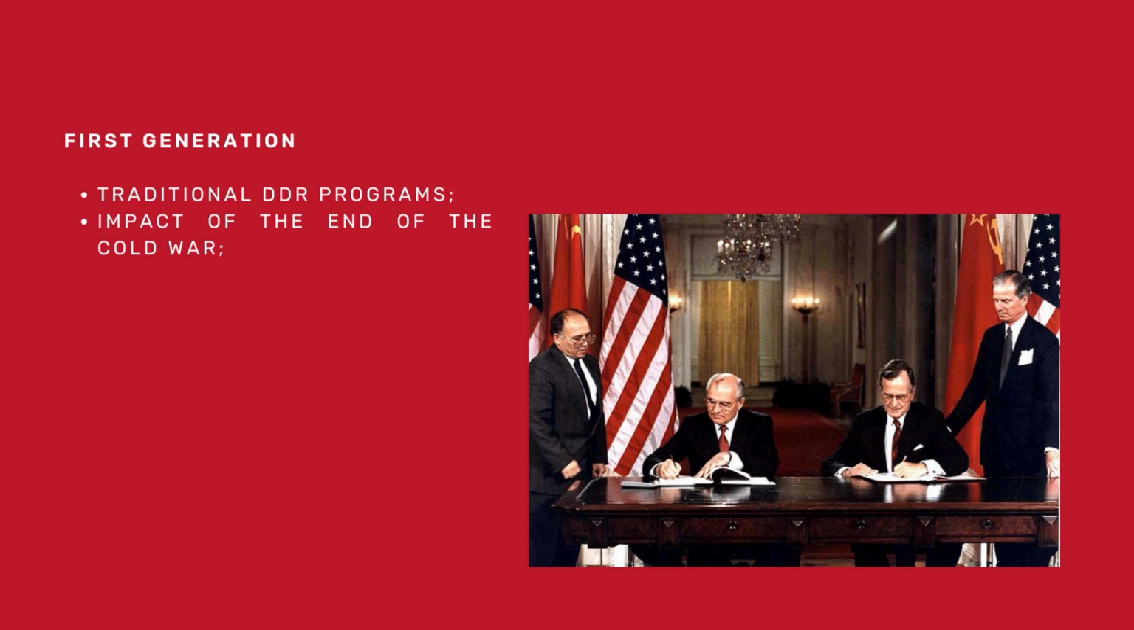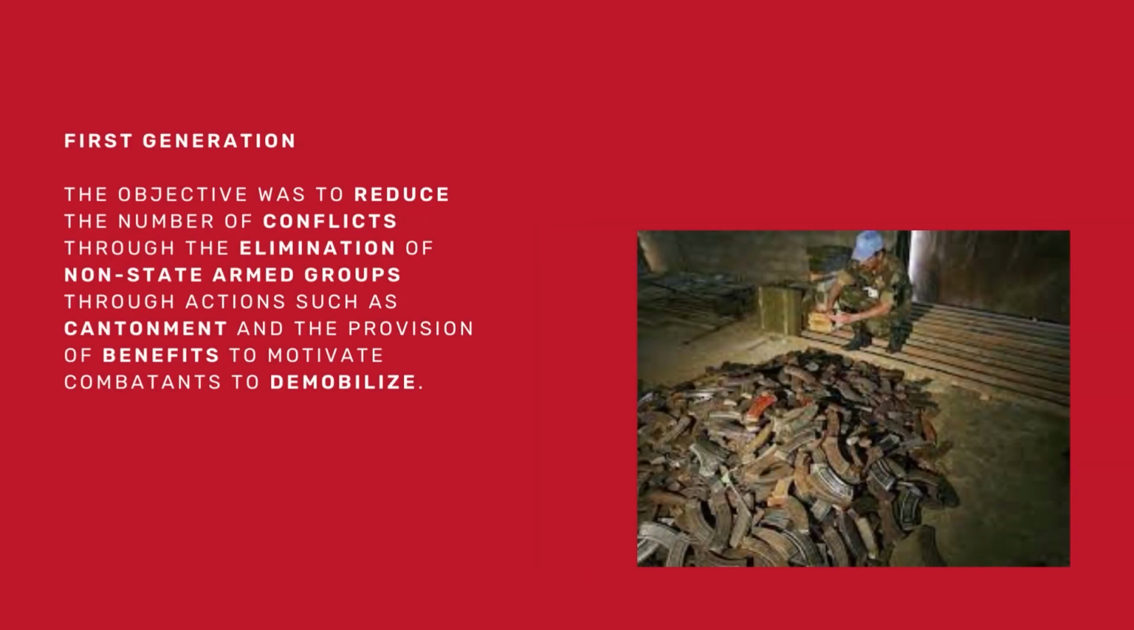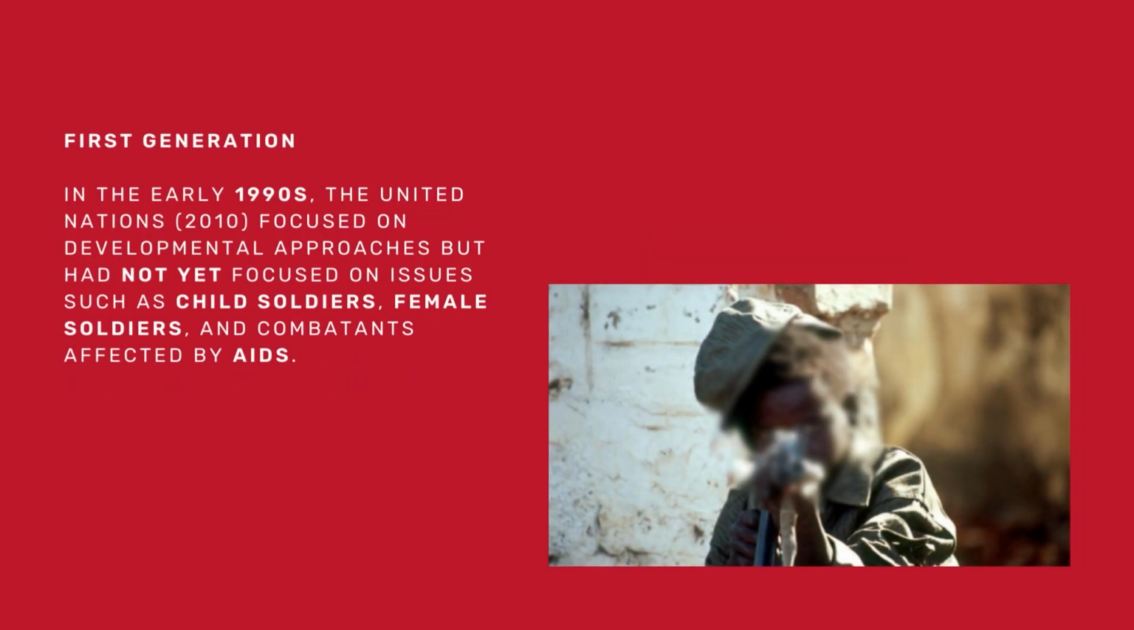At this stage, the objective was to reduce the number of conflicts through the elimination of non-state armed groups through actions such as cantonment and the provision of benefits to motivate combatants to demobilize. In the early 1990s, the United Nations focused on developmental approaches but had not yet focused on issues such as child soldiers, female soldiers, and combatants affected by AIDS.